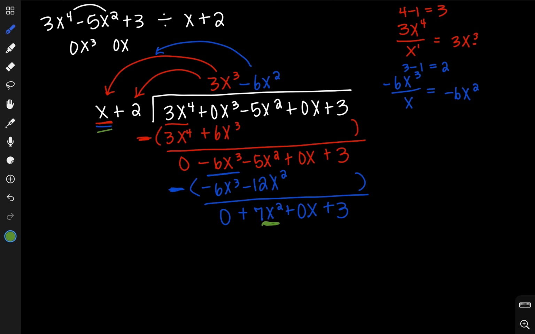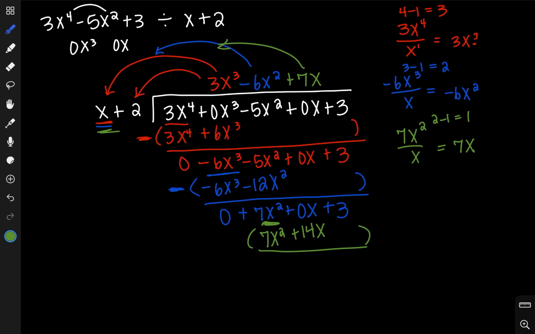Again, 7x squared divided by x. 2 minus 1 equals 1, so it's just going to be 7x. Now we're going to bring it up top. We're going to multiply by the terms again. So 7x times x is 7x squared. 7x times 2 is going to be 14x. And we're going to subtract again. 7x minus 7x is 0. 0 minus 14 is negative 14. And 3 minus 0 is 3.